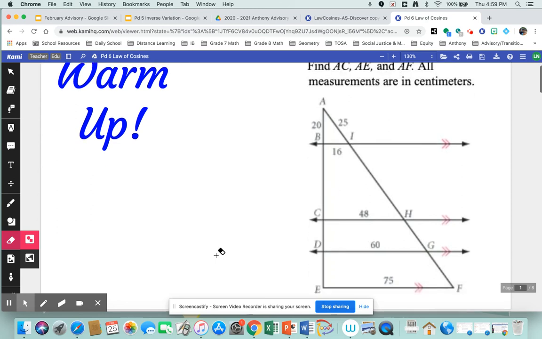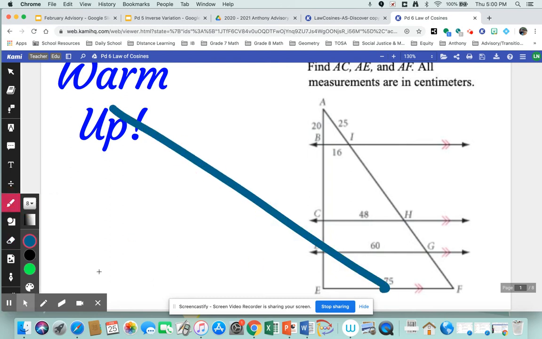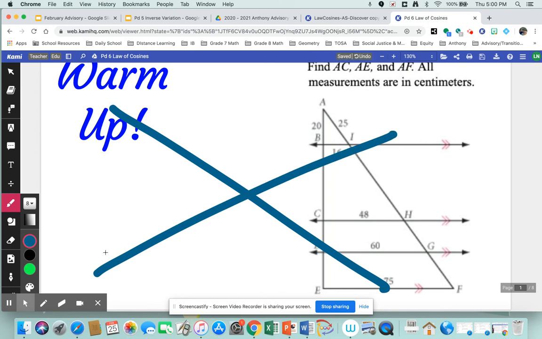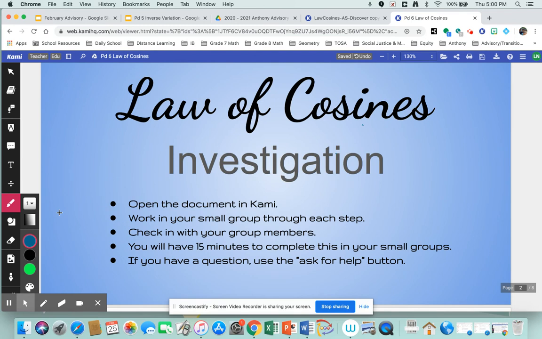And when you come back, the first thing we are going to do is cross off the warm-up, because we're not going to do the warm-up today. So just cross that off. You'll see that again another time. Okay, so let's get rid of that. And then scroll on down. Law of Cosines investigation. That's what we just did.